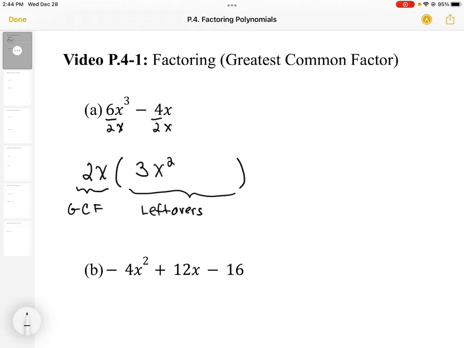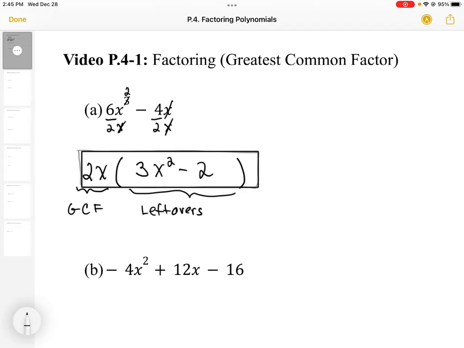squared. So when we're dividing, think of this as being 6x times x times x. One of those x's cancels out with one of the x's down below, and we're left with 2 of them. Now we go on to the next term. 4 divided by 2 is 2, and both those x's simplify. So our final answer is 2x times 3x squared minus 2.